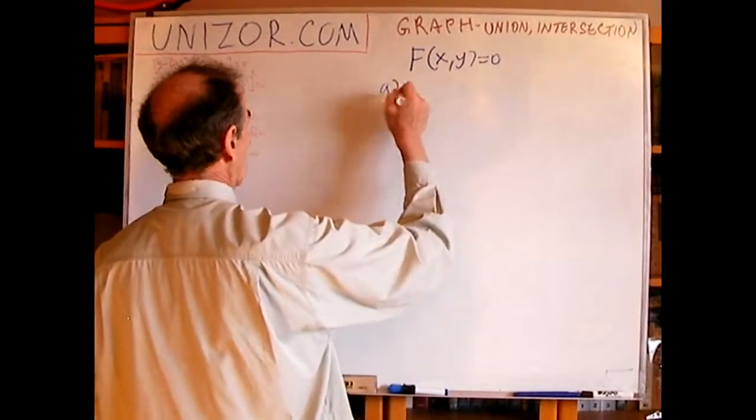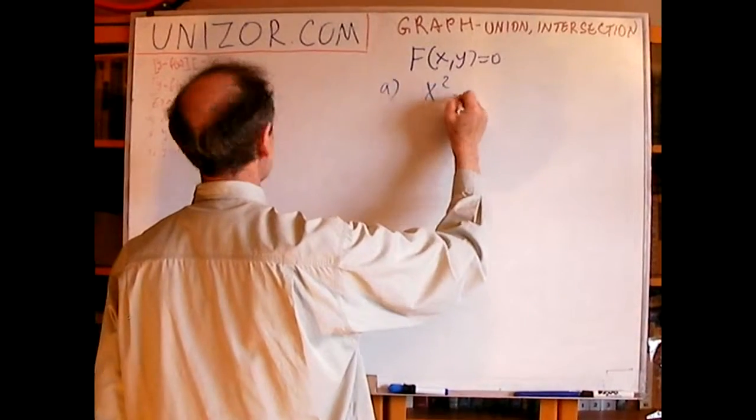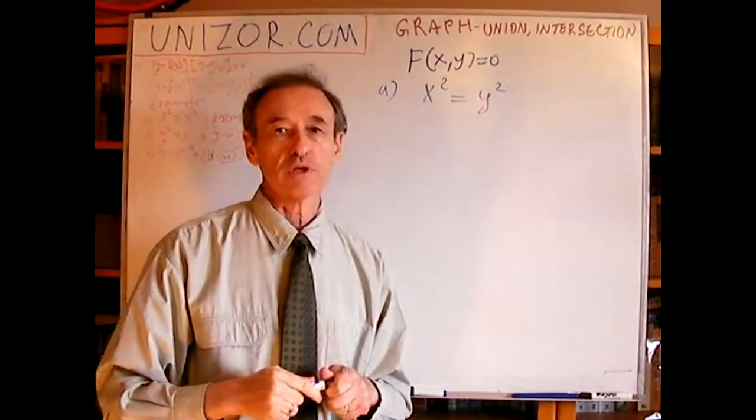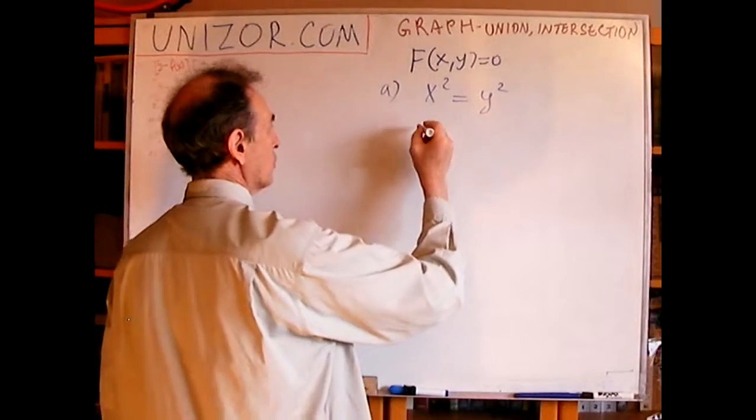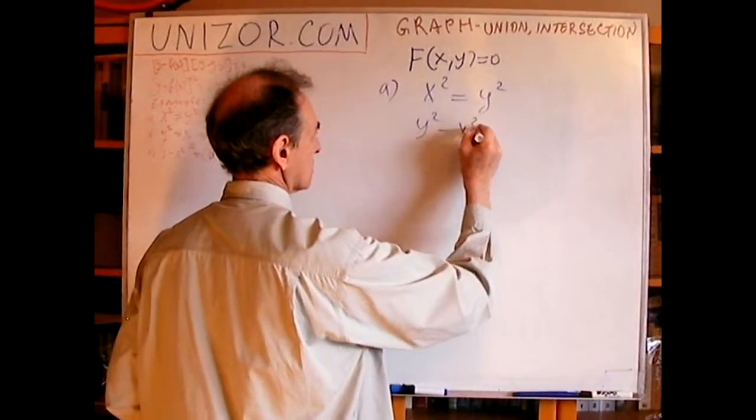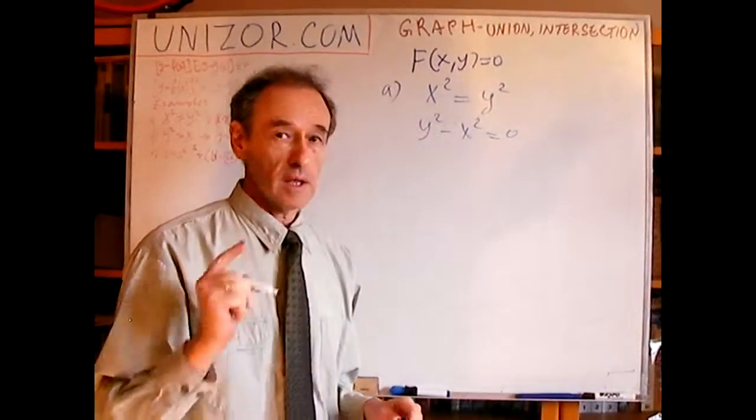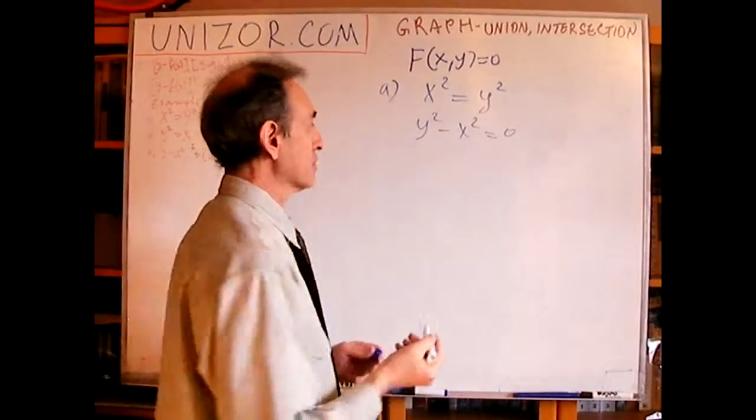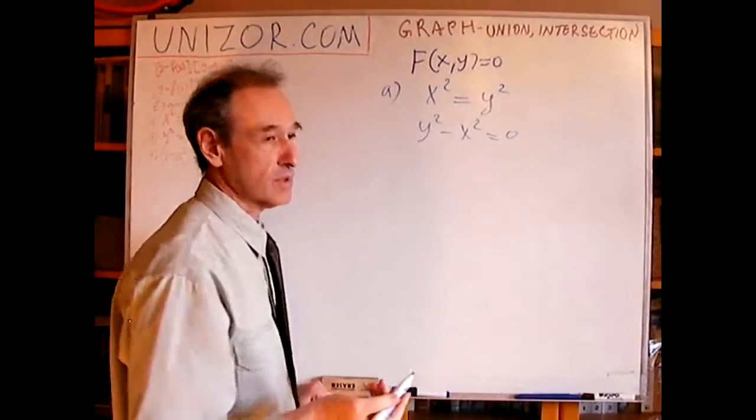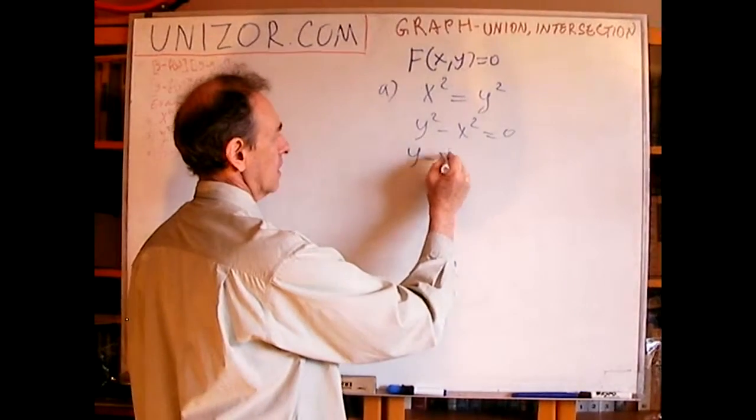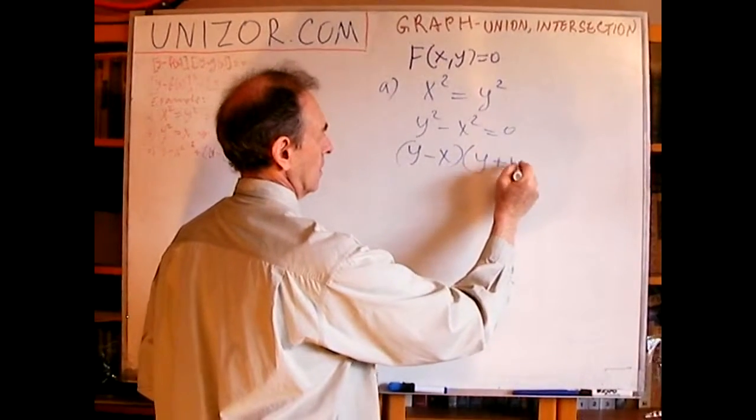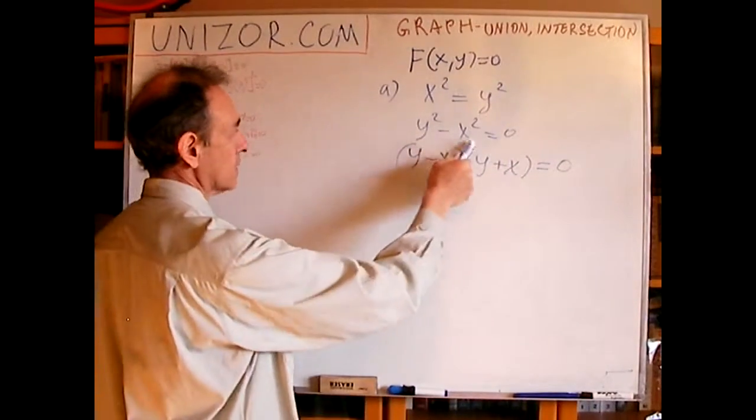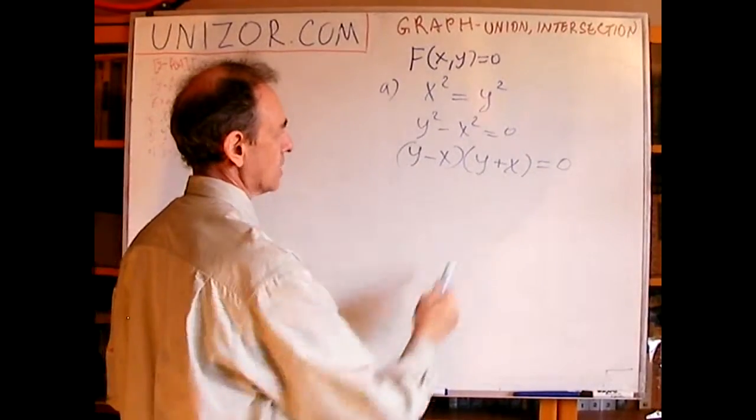Example number 1 is x squared is equal to y squared. All right. What is the graph of this particular equation? Well, if you wish, you can rewrite it as this. That actually brings up a very interesting modification. You know that the difference between 2 squares is this, right? y squared minus x squared is y minus x times y plus x.